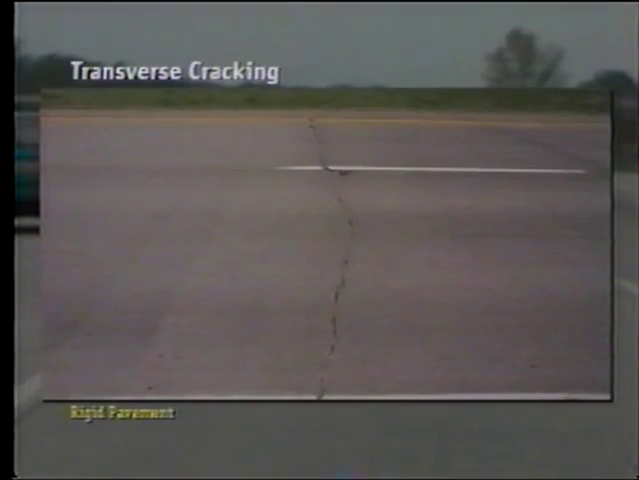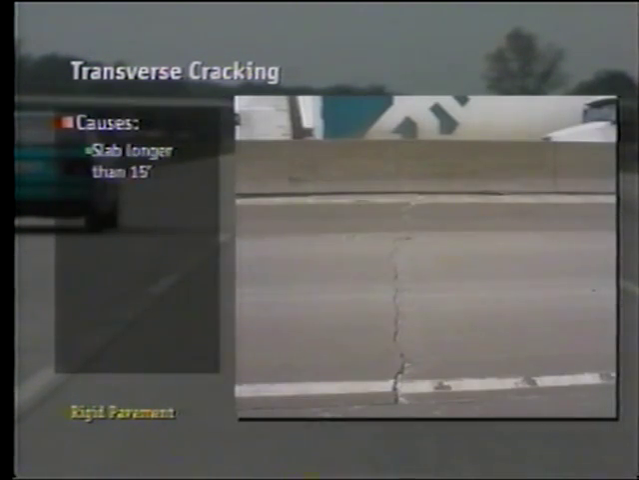We'll start with transverse cracking, which looks a whole lot like transverse cracking in asphalt. Cracks or breaks at approximately right angles to the pavement centerline. Slabs longer than 15 feet crack for two reasons: slab curl and curing.